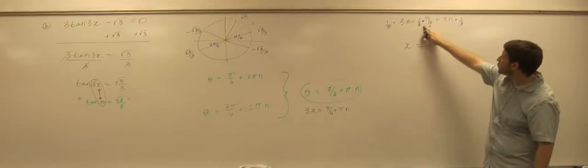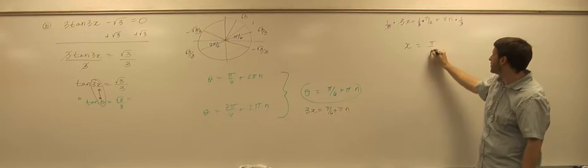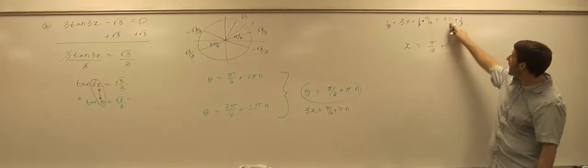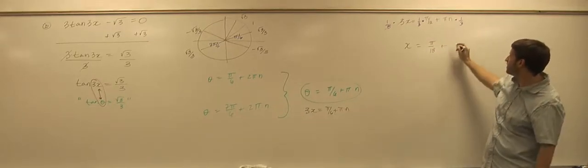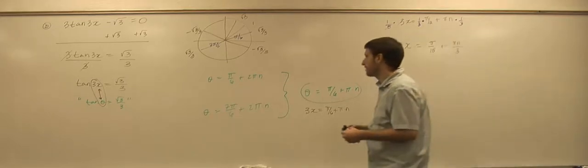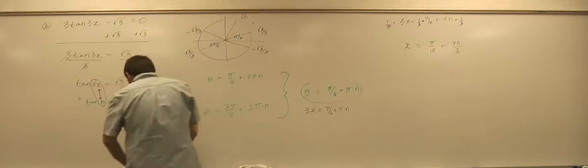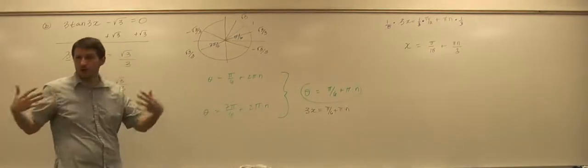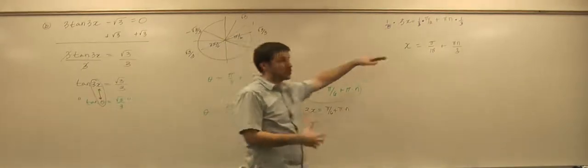Pi over 6 times 1/3, what's that? Pi over 18. So pi n times 1/3 is pi n over 3. If I had been nice to you and said find all solutions, you'd circle this and be done.